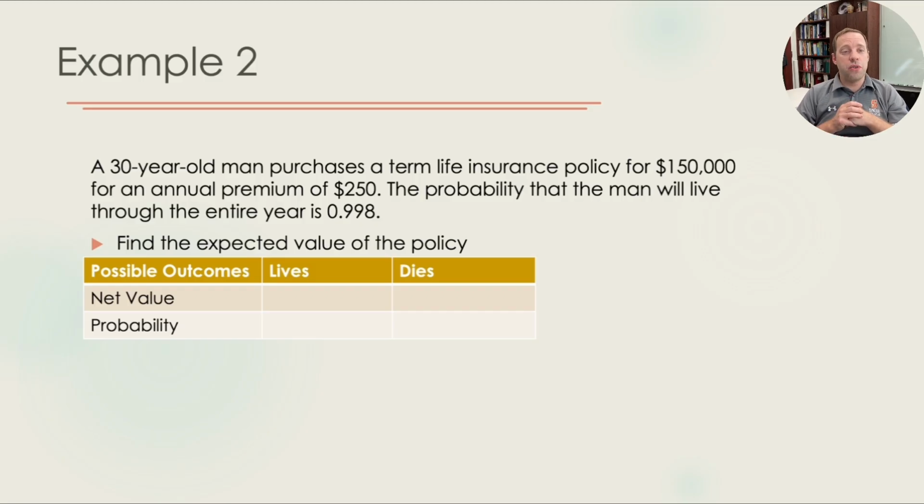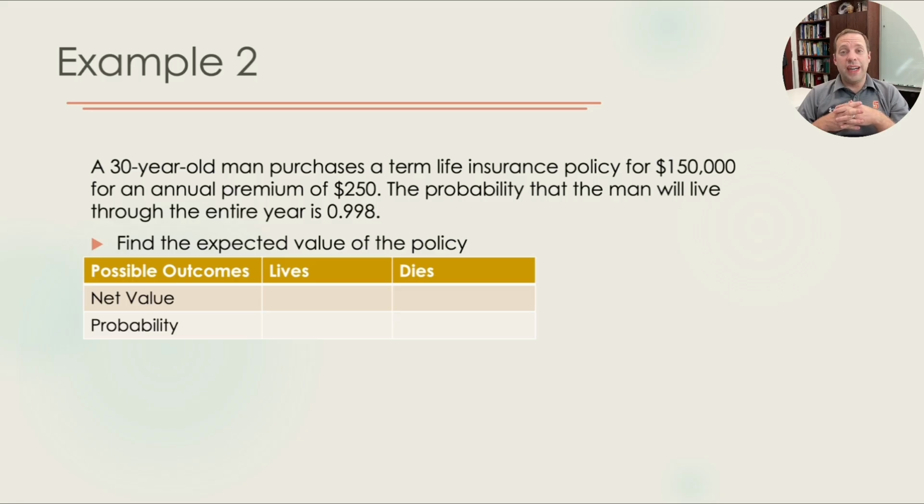In this example, we have a 30-year-old man who purchases a term life insurance policy of $150,000 for an annual premium of $250. The probability that the man will live through the entire year at the age of 30 is 99.8%. So, 99.8% chance that he lives. Thus, what's the probability that he dies? Take a second, calculate that. That would be the complement. That means that there is a 0.2% chance that this man dies through the year. Not a very high chance, but still, let's continue.